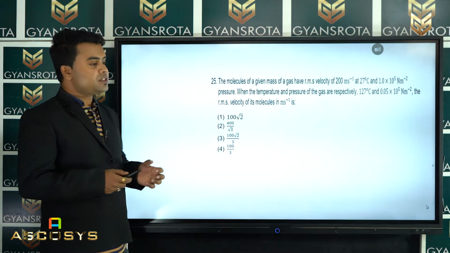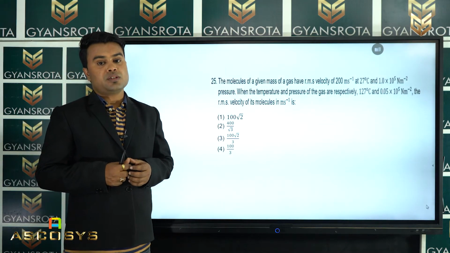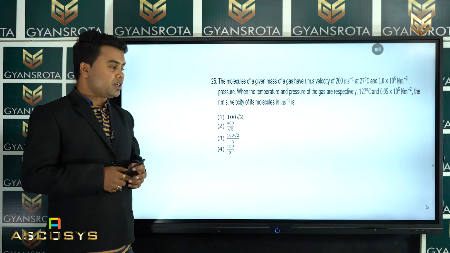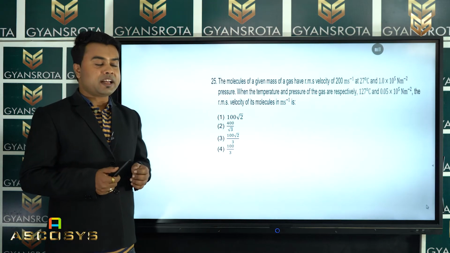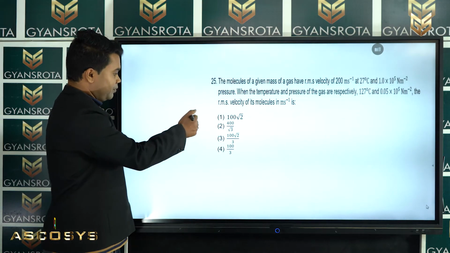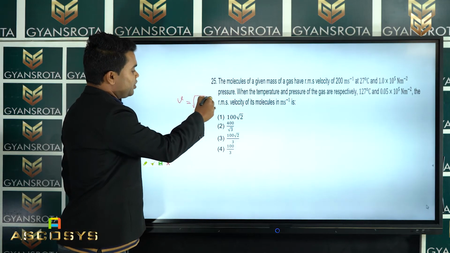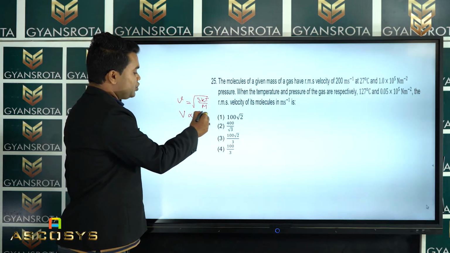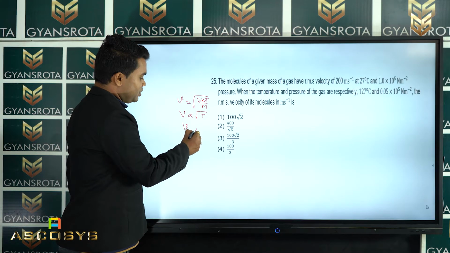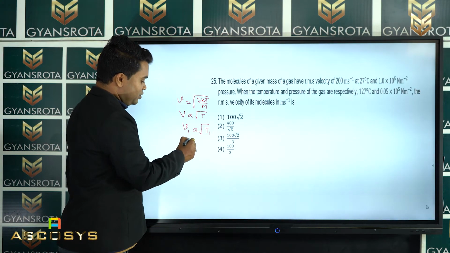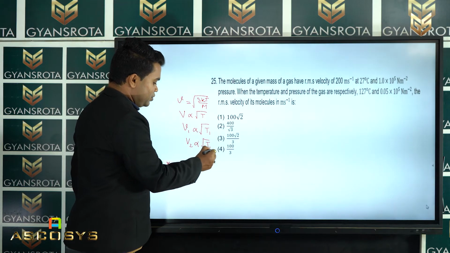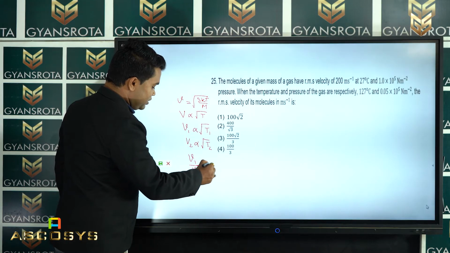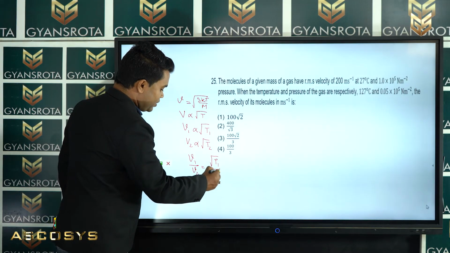So how do you do this one? This question came from kinetic theory of gases. So you need to know the basic formula for velocity and temperature, how they vary with each other. Now suppose at the beginning for velocity v1, v is equal to root over 3kT by m. So velocity is directly proportional to root over T. So v1 will be directly proportional to root over T1, v2 will be directly proportional to root over T2. Now if I take v1 by v2, that will be root over T1 divided by root over T2.